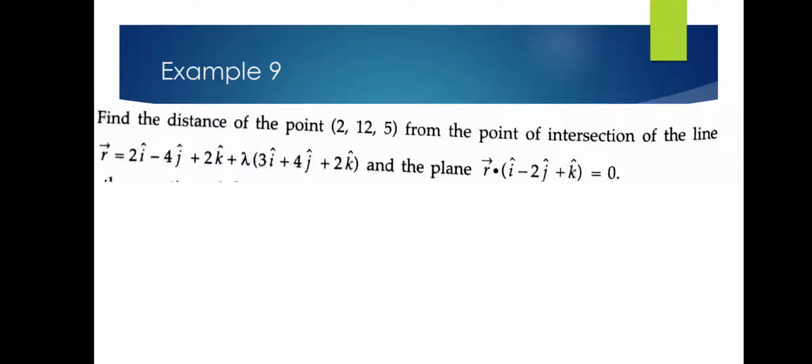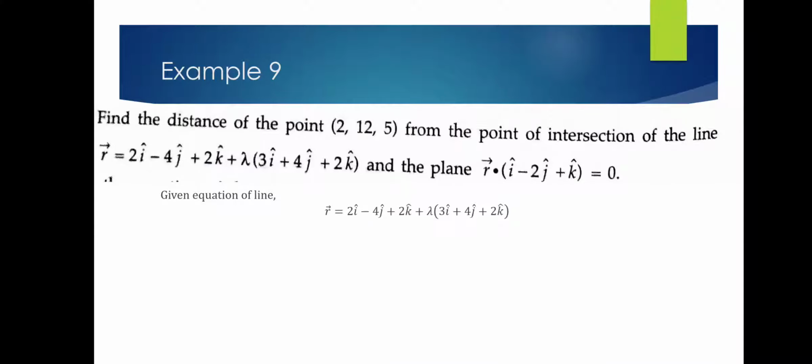Number 9. Find the distance of the point (2, 12, 5) from the point of intersection of the given line and the given plane. So first we need to find the point of intersection, and then we need to find the distance. So there are two things to do.